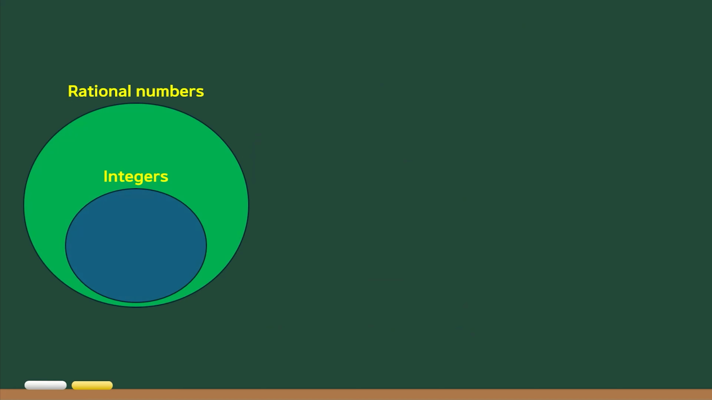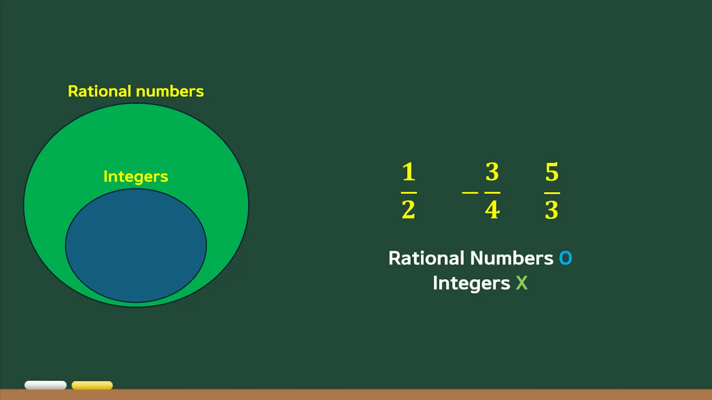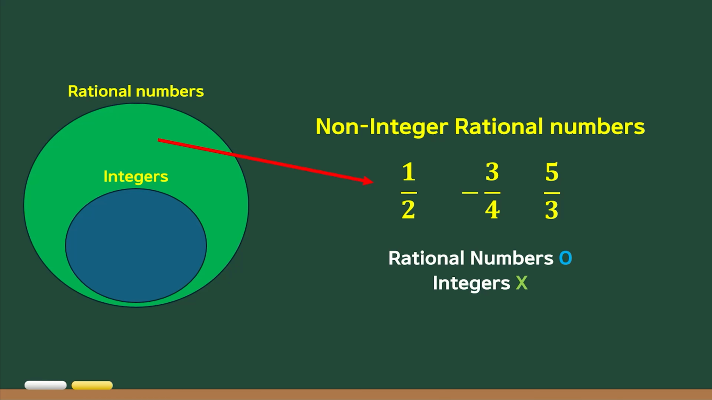But the reverse is not always true. Not every rational number is an integer. For example, 1/2, negative 3/4, and 5/3 are rational numbers, but they are not integers. These are non-integer rational numbers.